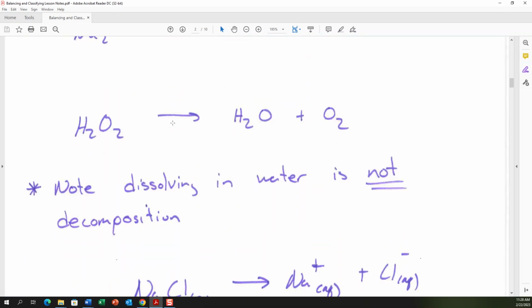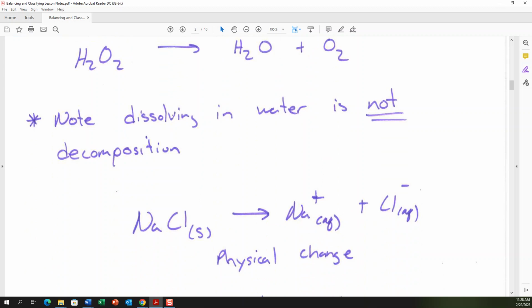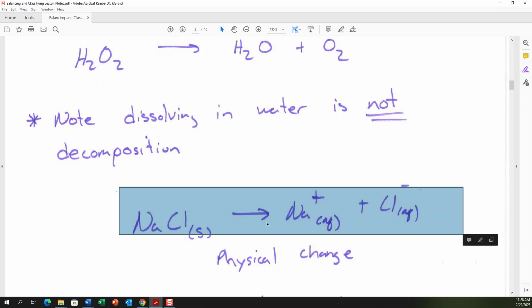One thing to note is we've already looked at equations that look similar to this, but understand right now we're focusing on chemical reactions, not necessarily physical reactions. So when we have a solid ionic compound dissolving in water, remember we wrote equations like this way back in Unit 4.